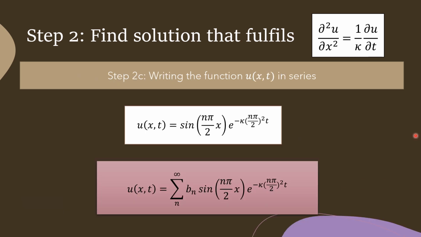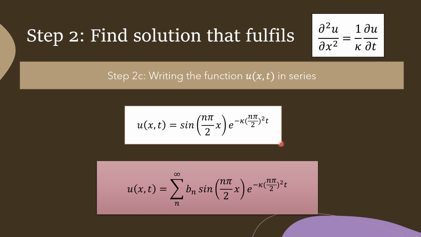So now step 2c, we are just going to write it again here. Now I know my k is equal to n pi over 2, so I can just put in sin(n pi x over 2), and this is the exponential of minus kappa k squared t. But if you remember, this function is not able to represent the steady state solution. The steady state solution is referring to the step function from 0 to 1 and 1 to 2 in the x direction.